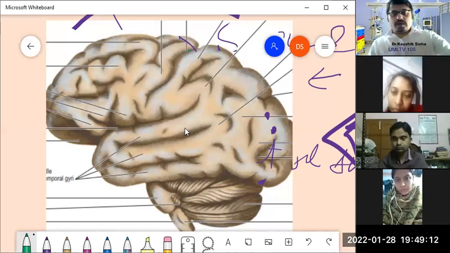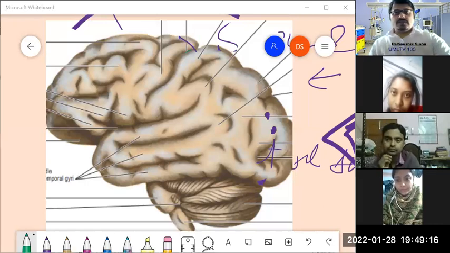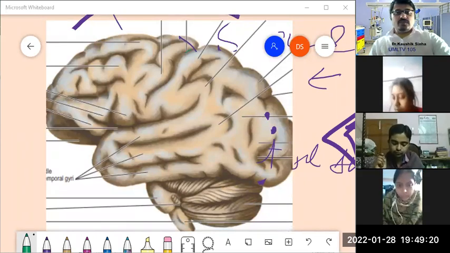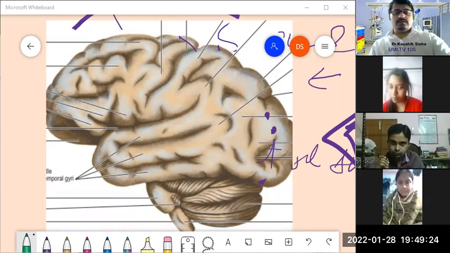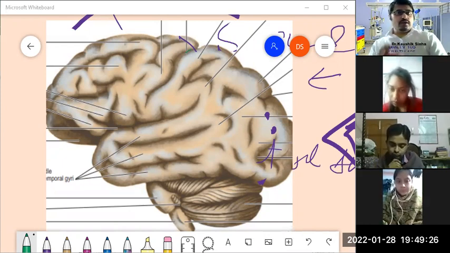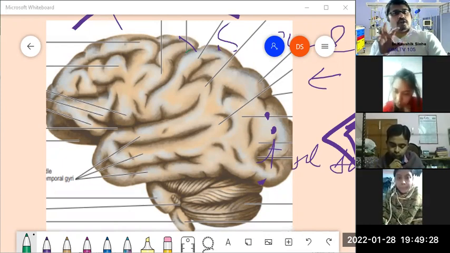Now, coming back to the names of the sulci and the gyri as seen in the superolateral surface. Why am I saying this here? Because the diagram on the screen is only of the superolateral surface.